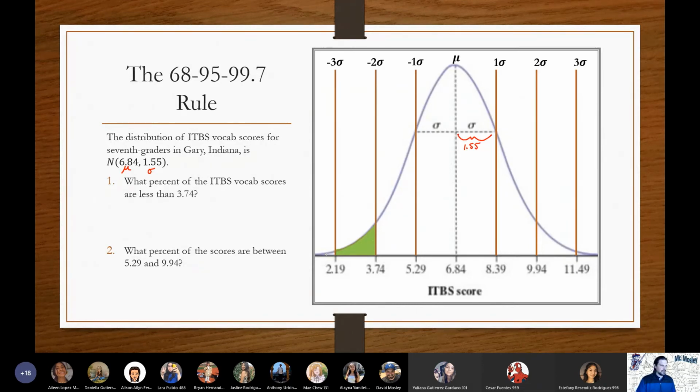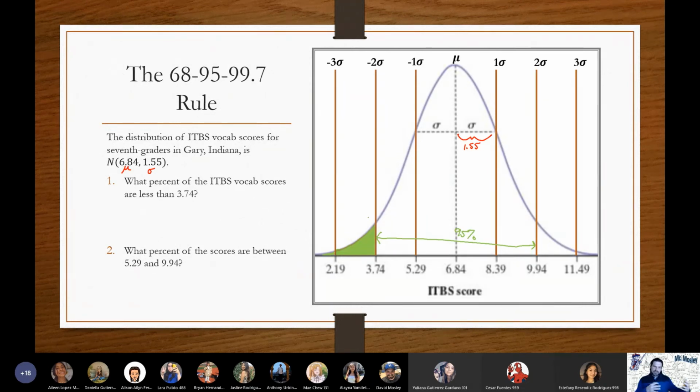What is this area under the curve? Based on what we know, from here to here is 95%, so that leaves another 5% left over. So this portion over here is part of that 5%.